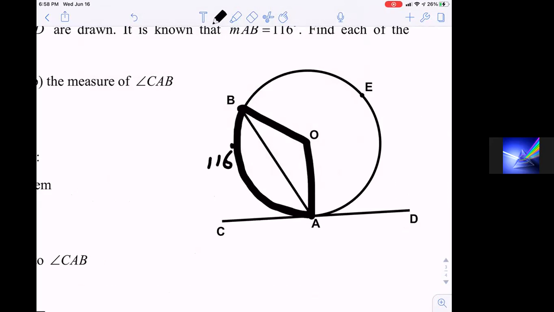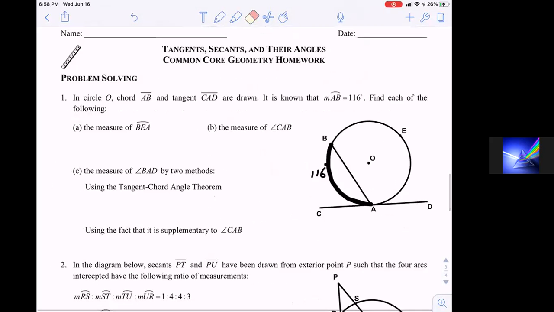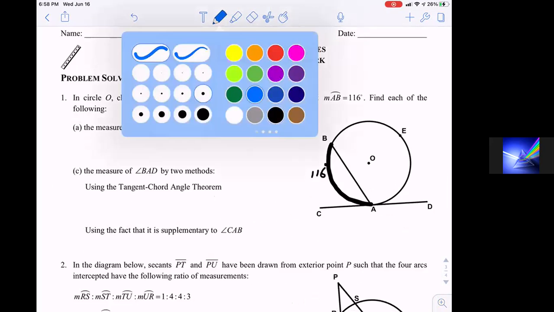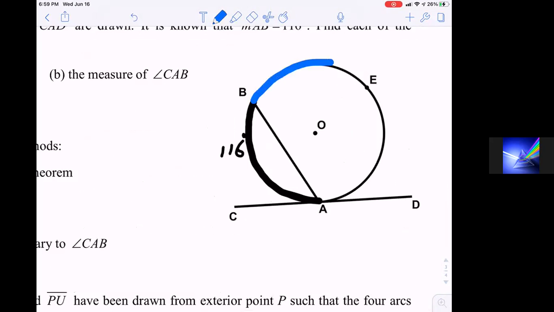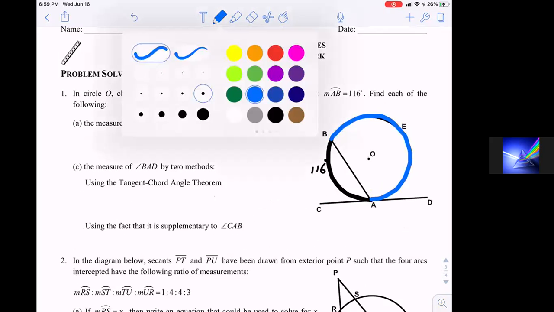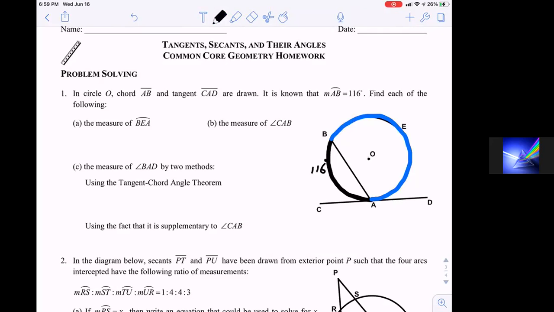So go ahead and label that outside the picture. You don't need the central angle on there. I'm just telling you where it came from. What would be the measure of arc BEA? That I'm going to record in blue. Well, BEA would be the major arc that goes all the way around the other end of the circle. Well, if the blue and the black have to add up to 360 degrees, then that must mean the measure of arc BEA has to be 360 minus 116, which would be 244 degrees.